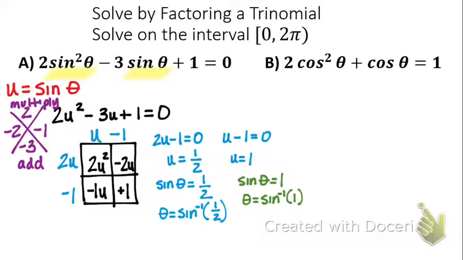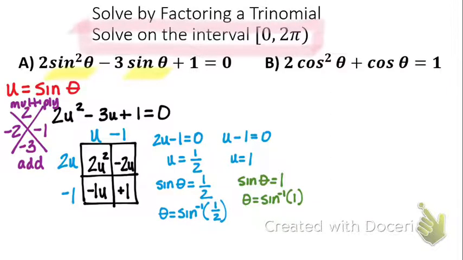Okay, so where is sine 1/2? Sine is positive 1/2 at pi over 6. And it says, let's look at the interval. The interval says from 0 to 2 pi, which means we don't need to add that plus 2 pi in. So make sure you're checking the interval.